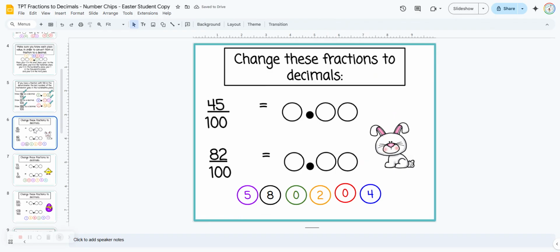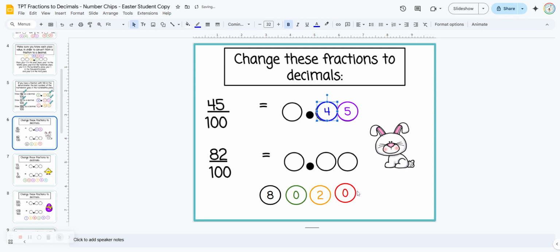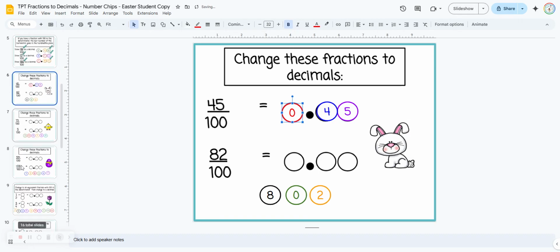So the next 3 slides, students are just going to be changing these fractions with 100 in the denominator to decimals. So here we know that that 5 has to go in the hundredths place, 4 next to it. So here is the decimal, 45 hundredths. Same thing with the next one.